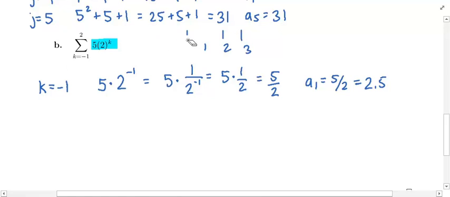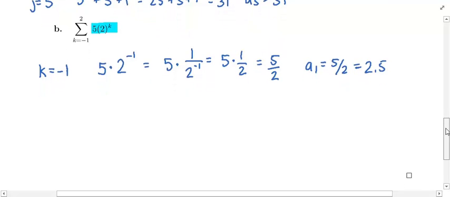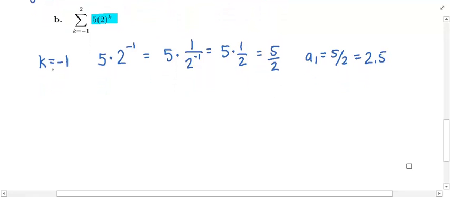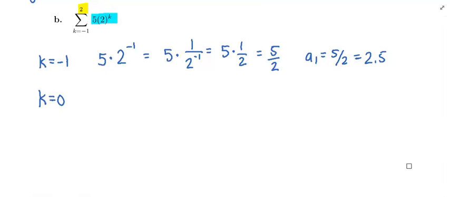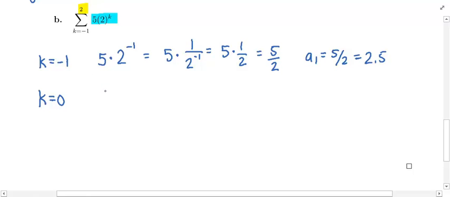Okay, so let me erase this. Let's go back down here. After k is -1, we're going to go to k equals 0. So we'll keep raising our k value by 1 unit until we get to 2. Now we're going to plug in k equals 0 into our blue expression. We're going to get 5 times 2 to the 0 power. That's going to be 5 times anything to the 0 power is 1. So this is just going to give us 5. So the second term in the sequence is 5.